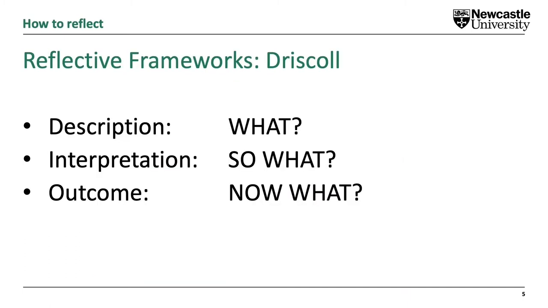Driscoll. This is the simplest reflective model, and as you can see, asks you only 3 questions, which you can interpret as broadly as you like. What happened? This invites you to describe the past events you'll be analysing. So what? Prompts you to explain and analyse these past events from your present perspective. And finally, now what? Asks you to draw lessons and set goals for the future.